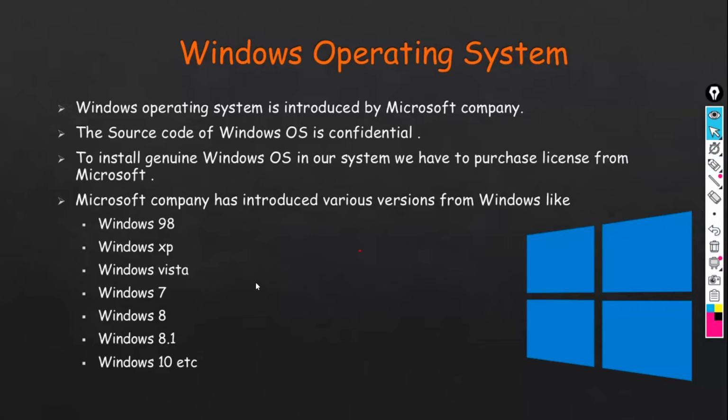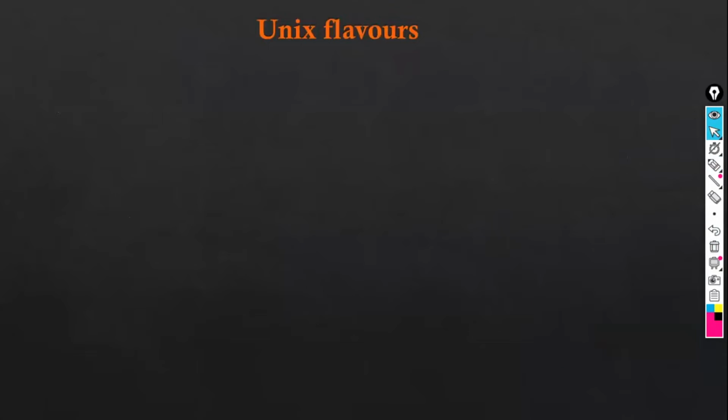Next. This is one of the operating systems we know, and the other operating system is the Unix operating system. The Unix operating system was developed by some random people, and they kept the source code of the Unix operating system open to the world.